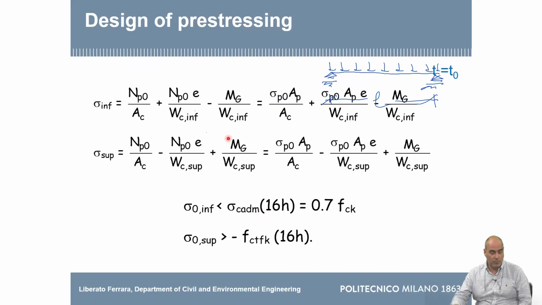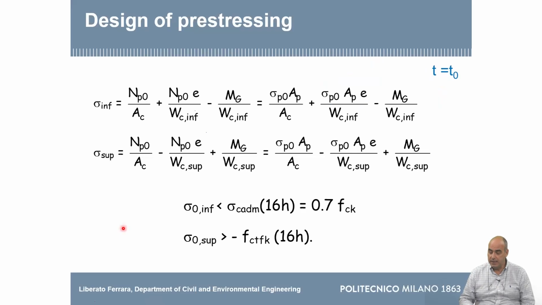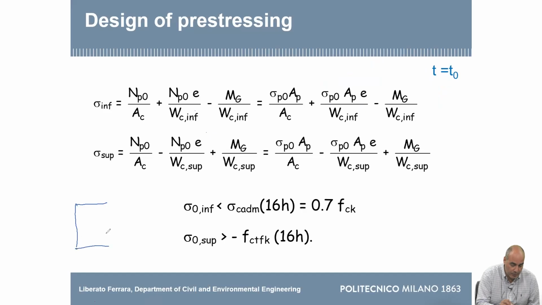So now, what do we do? Well, we start writing the first checks. We are in the initial stage, and in the initial stage, as we have said, what do we expect? Well, I draw a rectangular cross-section. We know that it is not like that, but it's okay. So imagine that you can schematize your cross-section like this.